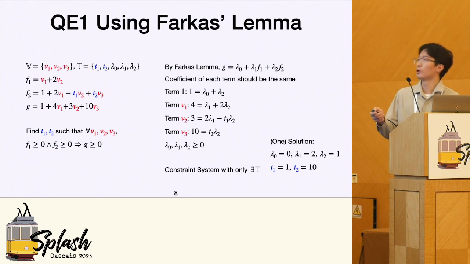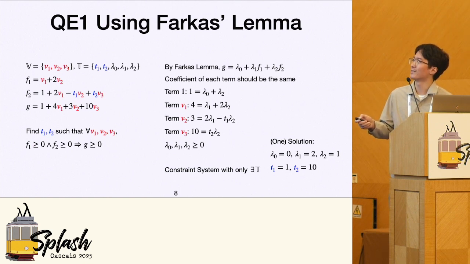Okay, to see an example, suppose we have program variables v's and the template variables t1, t2 that we want to solve, and then we have f1, f2 as polynomials on v, and then g. And our goal is to find t1, t2 such that for all values of v's, if f1 and f2 are non-negative, then g is non-negative. And by Farkas Lemma, it says g can be represented as a linear combination of f1, f2, and the coefficient of each term should be the same. The term for the constant is like this, and then for the term v1, for the term v2, for the term v3, the coefficients are like this, and these coefficients should be equal. And then we also have the lambdas should be non-negative.